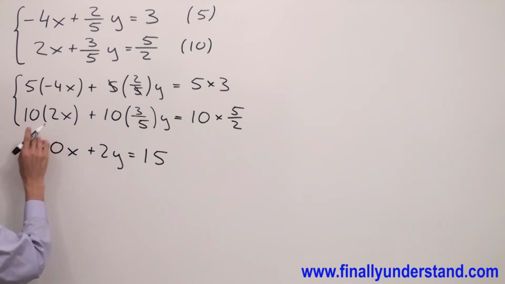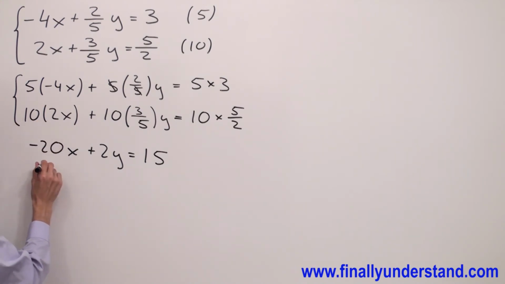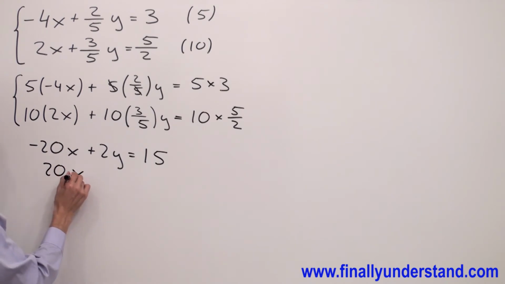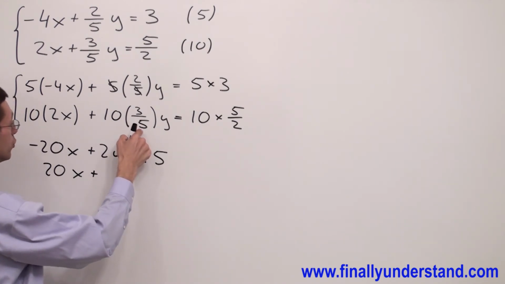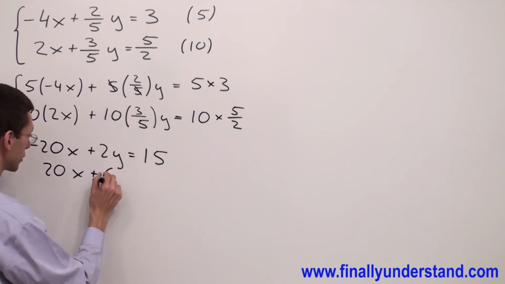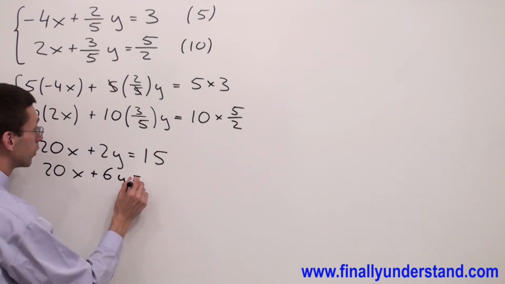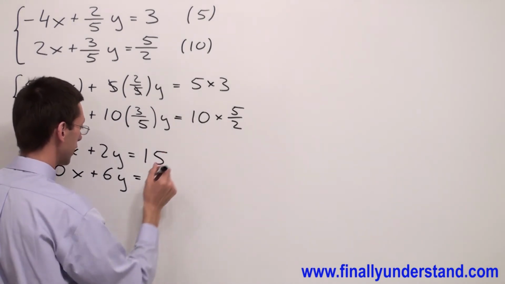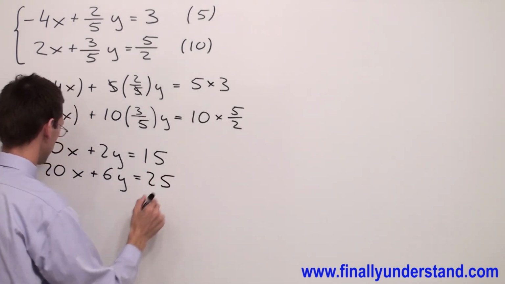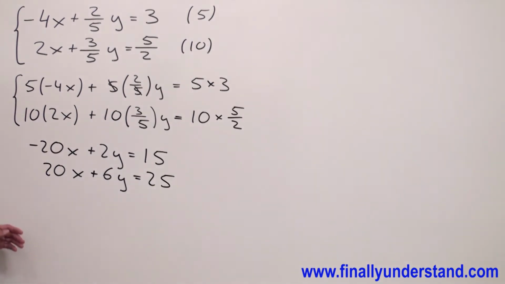We have 10 times 2, which is equal to 20x. 10 divided by 5 is equal to 2, times 3 is equal to 6y. It equals 10 divided by 2 is equal to 5, 5 times 5 is equal to 25. Please notice that x coefficients are the same and they have different signs. We have an invisible positive sign and we have a negative sign.